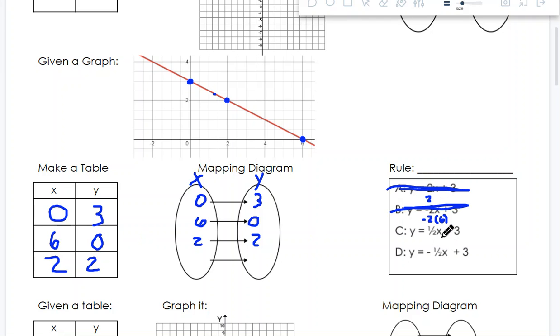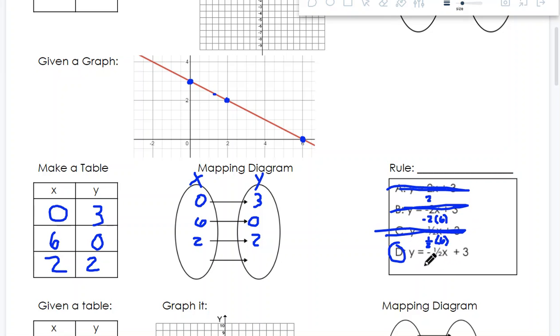All right, my next one, a half. A half of 0 is 0, plus 3 is right. Okay, so we're good. So now let's try the next one. 1/2 times 6. 1/2 of 6 is 3. 3 plus 3 is 6. Doesn't work. So it has to be D.